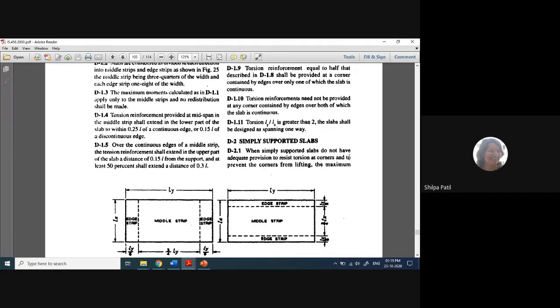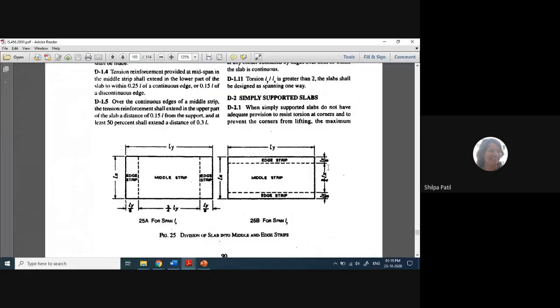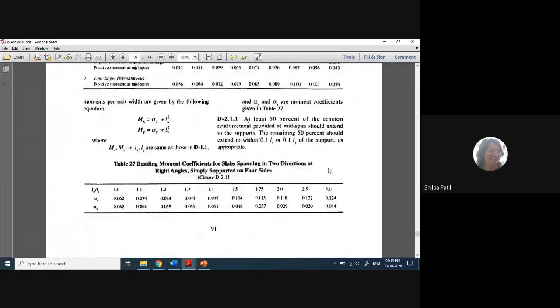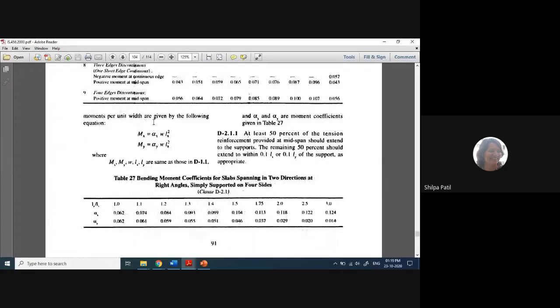When simply supported slabs do not have adequate provision to resist torsion at corners and to prevent the corners from lifting, the maximum moments per unit width are given by the following equation. So Mx and My. Now if you recall the design steps for design of one-way slabs, we have calculated the ultimate moment and ultimate shear force by making use of different formulas.